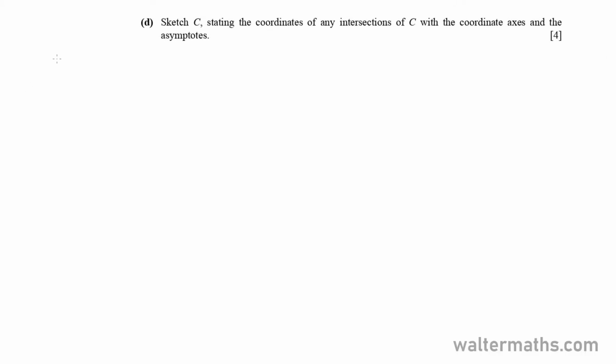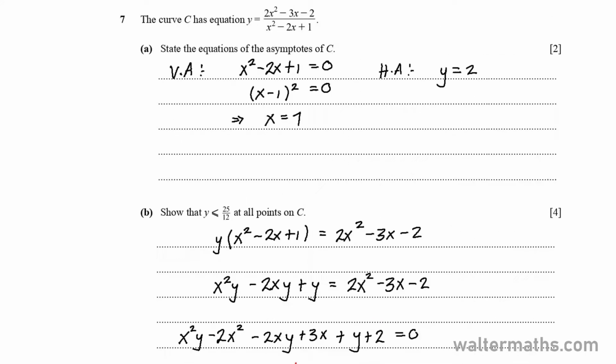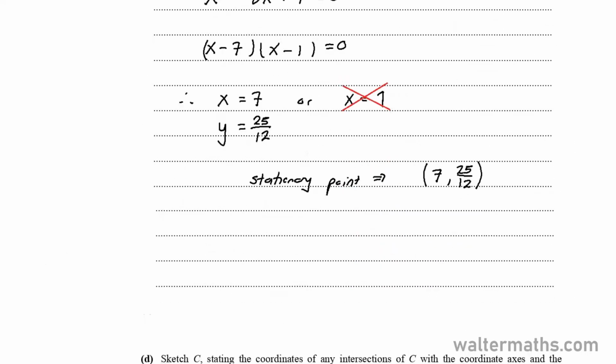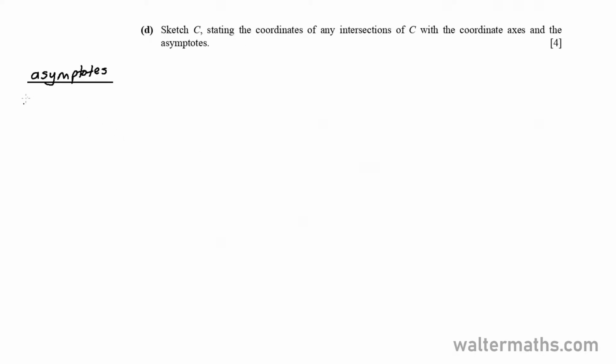First of all, on part A, we got the equations of the asymptotes. So for the asymptotes, we got them in part A as x equal to 1 for the vertical asymptote and y is equal to 2 for the horizontal asymptote. So let's have those. So we have x is equal to 1 and y equal to 2.